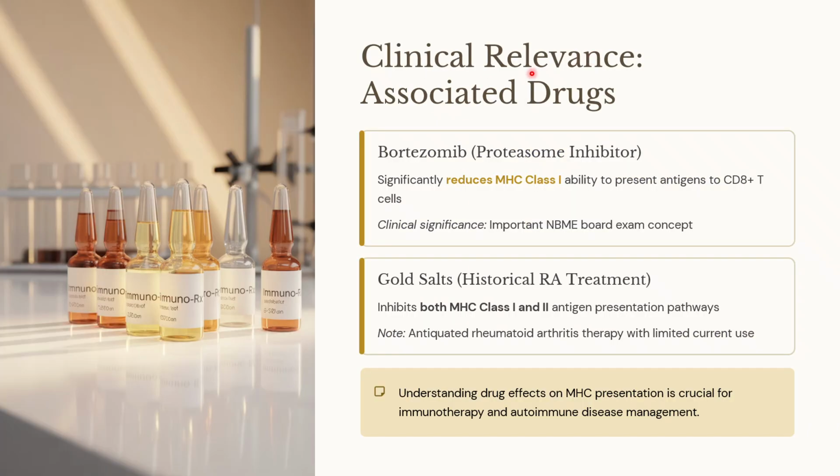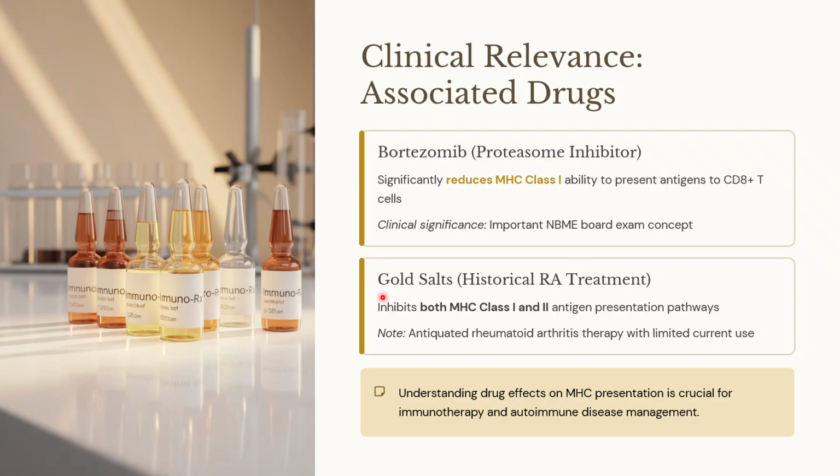What is the clinical relevance and the associated drugs? Bortezomib is a proteasome inhibitor. As we saw previously, the proteasome is that cellular organelle which will shred the proteins present in the pathogens into small pieces so that they can get loaded onto MHC 1. If that proteasome is inhibited, then the peptides will not be shredded and there will be no loading onto MHC class 1, right? Bortezomib, which is a proteasome inhibitor, will significantly reduce MHC class 1 ability to present antigens to the CD8 plus T cells. So this is very important if you are appearing for NBME exams.